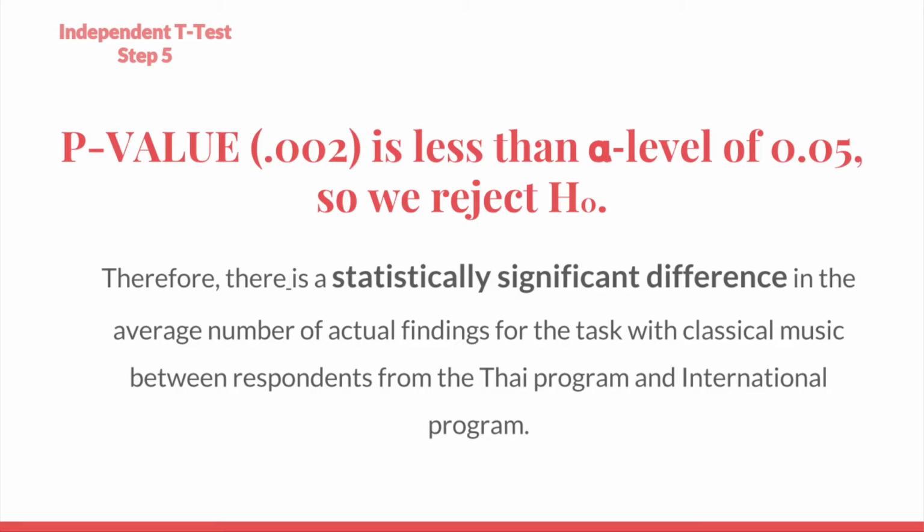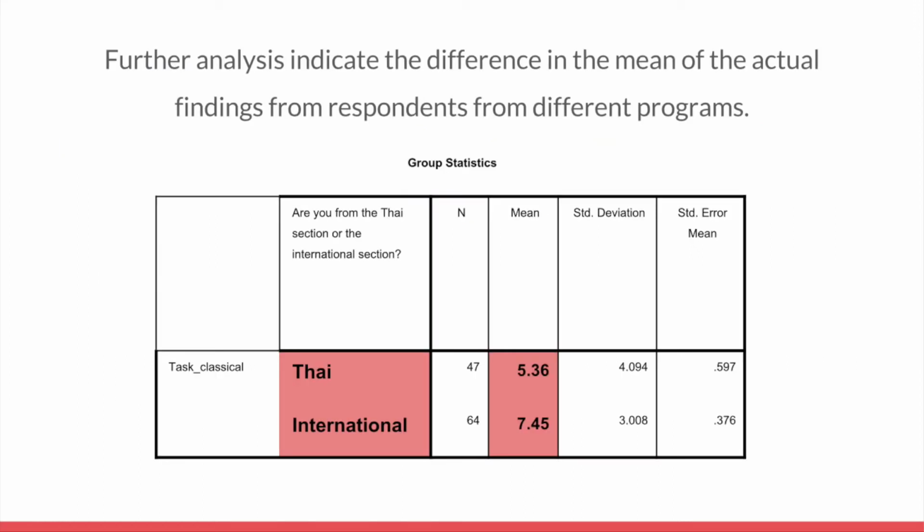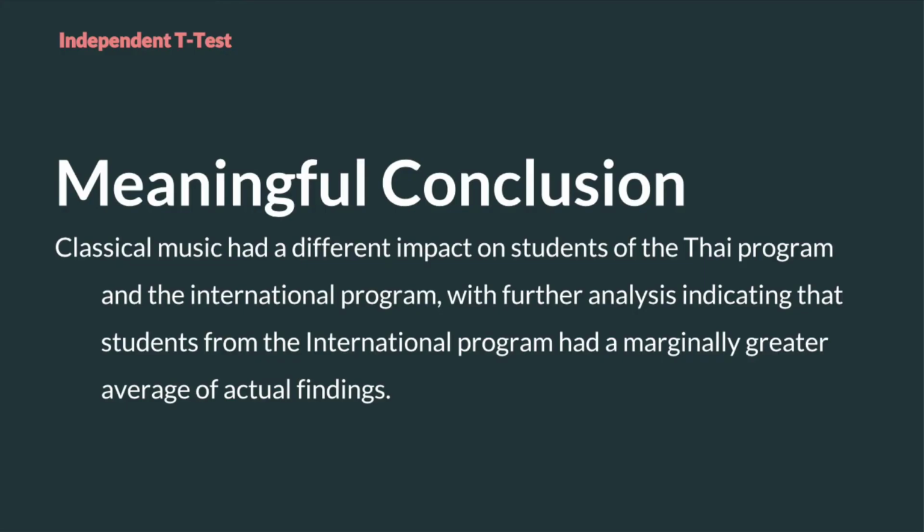Because we found that there is a statistically significant difference in the average number of actual findings from the Thai and international program, we wanted to find what this difference actually is. And so from the SPSS, we found the group statistics, and it shows that the international program has a marginally higher score than the Thai program, of 7.45, and the Thai program's mean score is 5.36. Meaningful conclusion: classical music had a different impact on students of the Thai program and the international program, with further analysis indicating that students from the international program had a marginally greater average of actual findings.